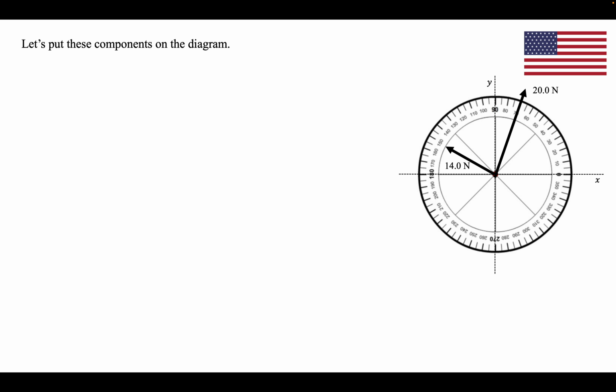With the components, it's easy. Let's put the components on the diagram. There's the 14, 7 and 12.1. Get rid of the 14. The 20 is 18.8 up, 6.8 over. Get rid of the 20.